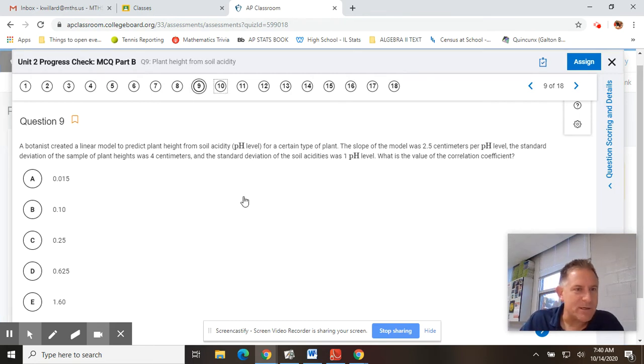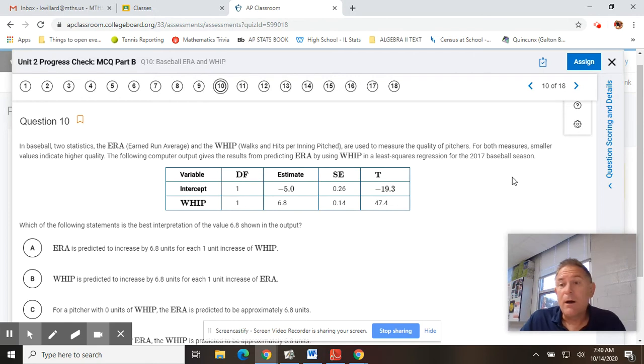Number 10, I wanted to also talk about. Oh, baseball. In baseball, two stats, the ERA and the WHIP, are used to measure quality of pitchers. I think the hard part about this one was the computer output. We haven't spent almost any time looking at computer output yet, and all these things are going to make sense to us later. Right now, most of them don't. The only things that make sense are the word intercept and its value, and the other word, which in this case is WHIP, and its value.